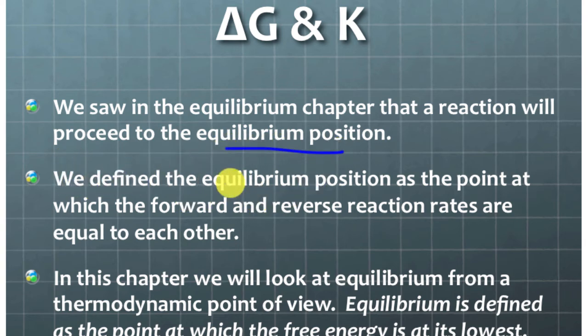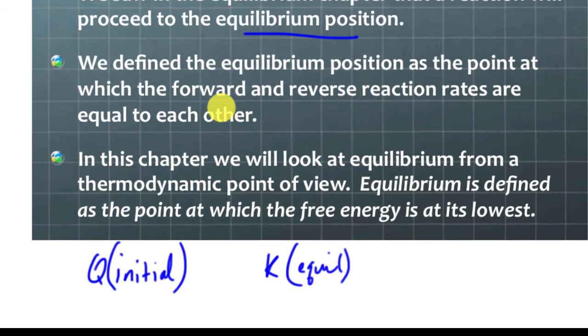Reactions are going to go towards that equilibrium position, and at this point we say the reverse and the forward are equal to each other. Remember, we said the forward reaction is equal to the reverse reaction. Well, now in thermodynamics, we're coming back to the same point, defining equilibrium from a thermodynamic point of view. Equilibrium is defined as the position that offers the lowest free energy. Both of these definitions of equilibrium are applicable. It just depends on which perspective you are looking at.